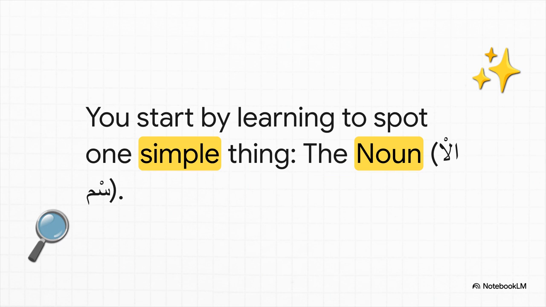And the answer, you'll be happy to hear, is actually pretty simple. You don't start by trying to translate the whole thing at once. Nope. You just start by learning to spot one thing, the noun, or as it's called in Arabic, the ism. Seriously, once you can find the nouns, the entire sentence starts to, well, it just starts to make sense.